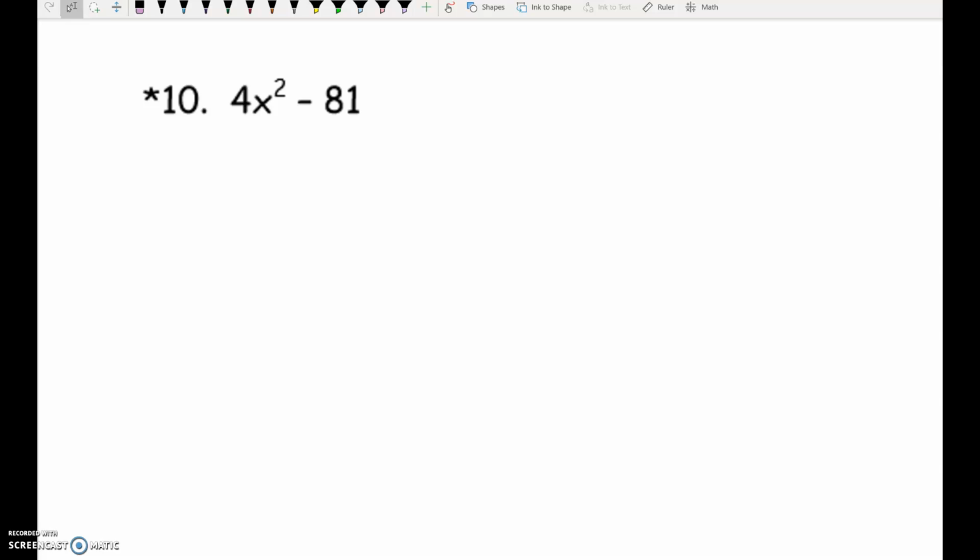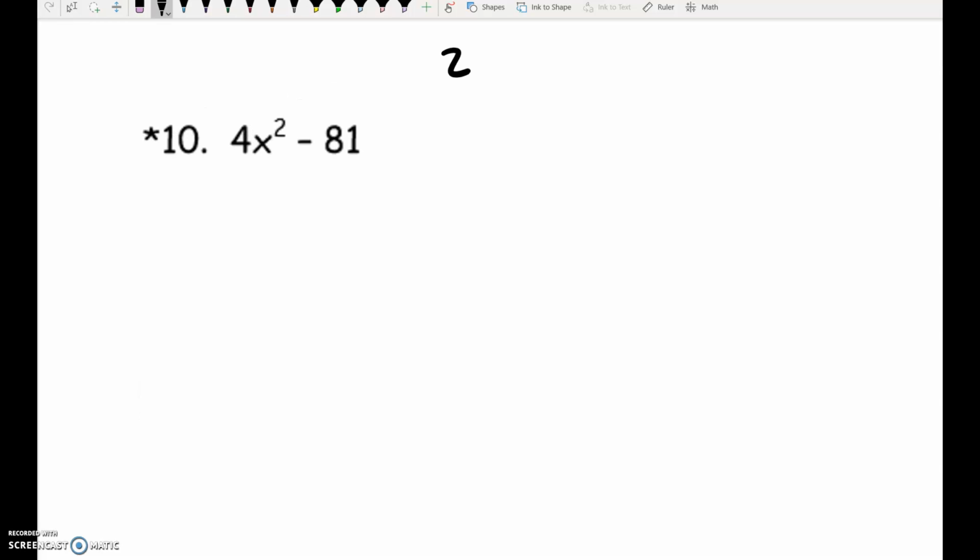Okay, the last problem we're going to do today is number 10. What is different about number 10 compared to the other problems we've done? It's only two terms. This looks kind of like maybe difference of two squares because it is. If you see that it's only two terms and it's subtraction, so things to look for, two terms, and it's subtraction. And then the other thing that you should notice is that 4 and 81 are both perfect squares.